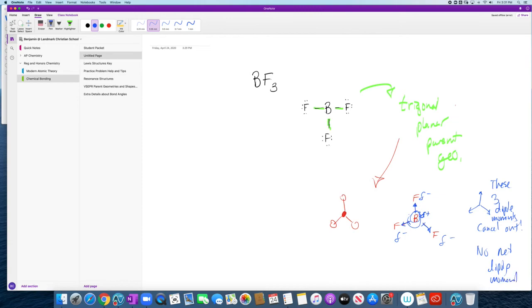Again, you've got something that's very symmetrical. Trigonal planar parent geometry. If I could have drawn it perfectly, I would have. I just can't. So you've got to imagine the ideal trigonal planar shape spread out perfectly, looking very symmetrical. 120 degrees all around each bond angle. And they're the same types of bonds, and even though they're polar, because of how they're pointing, they cancel out. So we have a non-polar molecule.